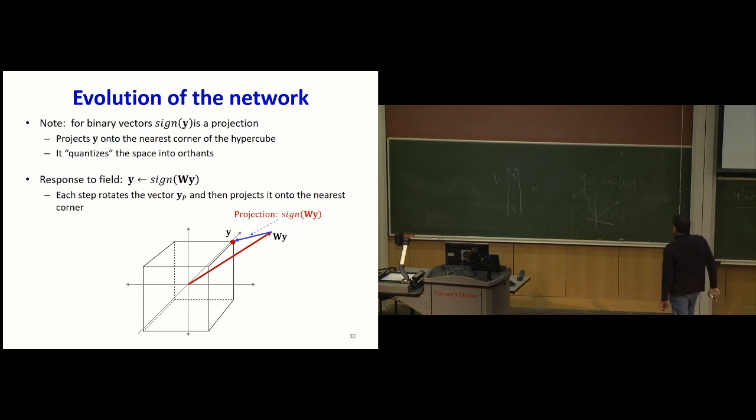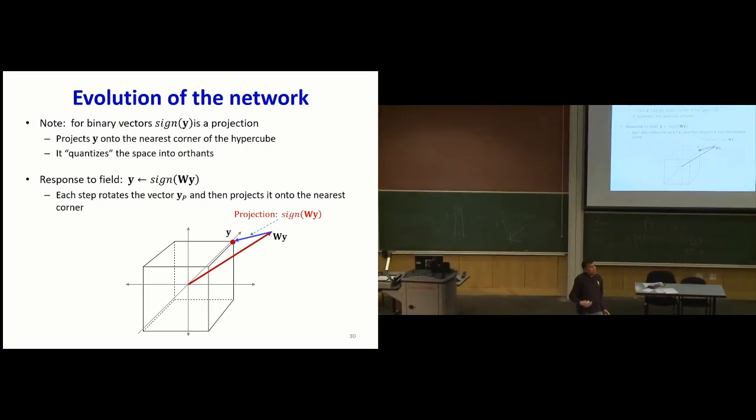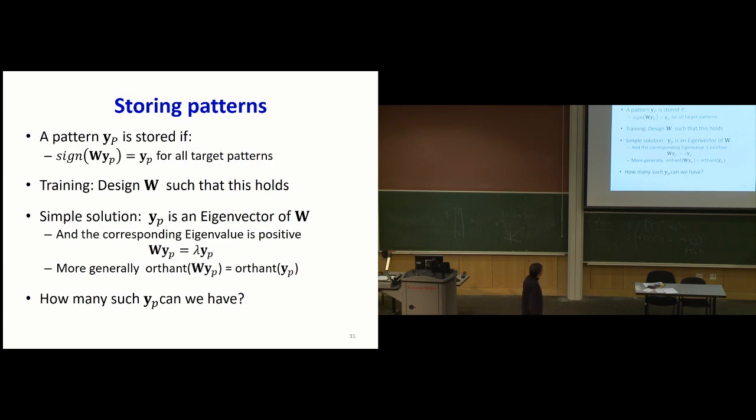So what can you tell me about a vector that doesn't change? If the vector is stable, then what can we say about the transformation? After you multiply it by w, whatever result you get must lie in the same orthant for it to get mapped onto the same corner, right? Basically, you want sine of wy to be the same as y. Otherwise, when the network evolves, the vector is going to go to some other position, right? So basically, a pattern is stored if sine of w times yp is the same as yp.